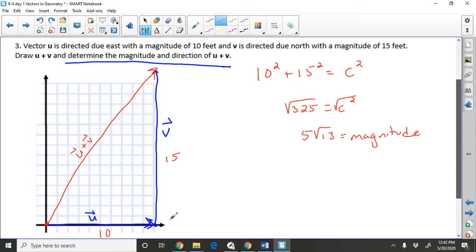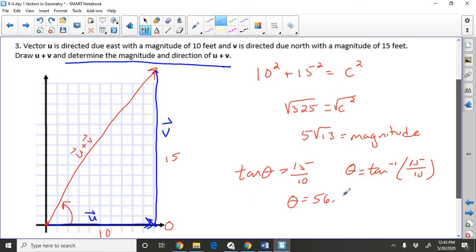And I need to find the angle. So the east is 0. I need to figure out this angle. I know that the tangent of that angle is 15 over 10. So theta is the inverse tangent of 15 over 10. Now, this is the only problem in this entire assignment where you would have to use a calculator. And we're going to do this in degrees for these vectors. So if you put in your calculator inverse tangent of 15 over 10, you get an angle of 56.31 degrees. So this is a vector with a magnitude of 5 square root of 13 at the angle 56.31.